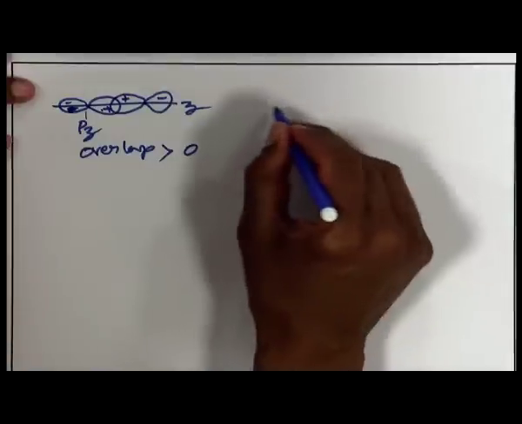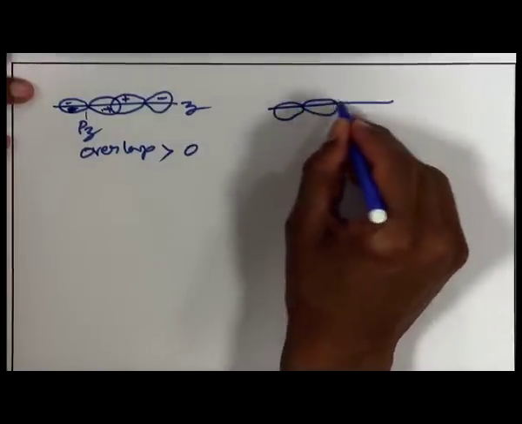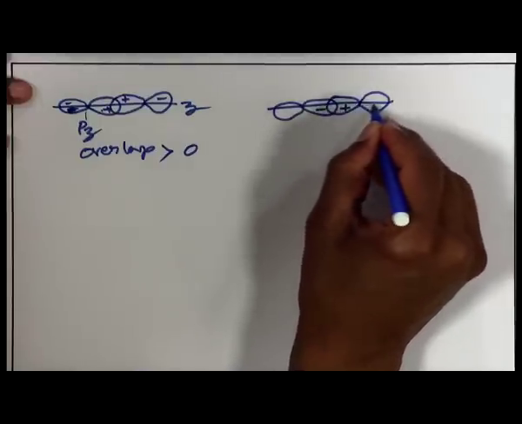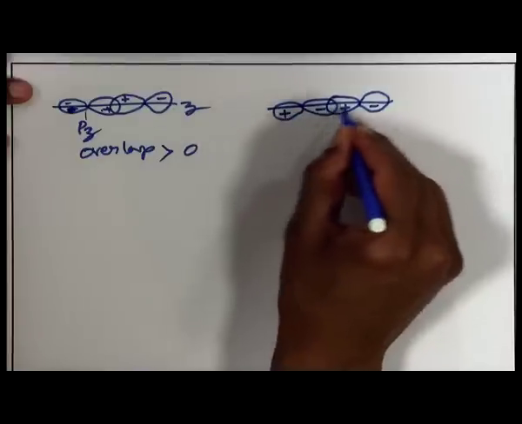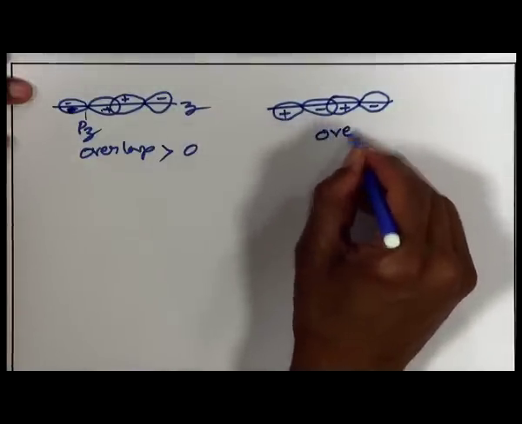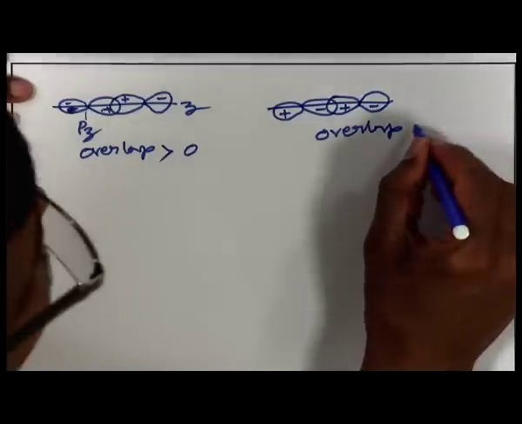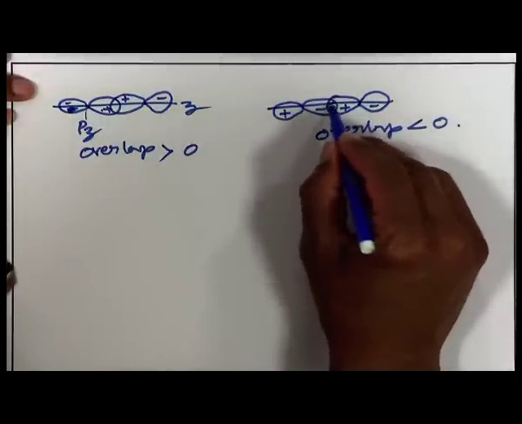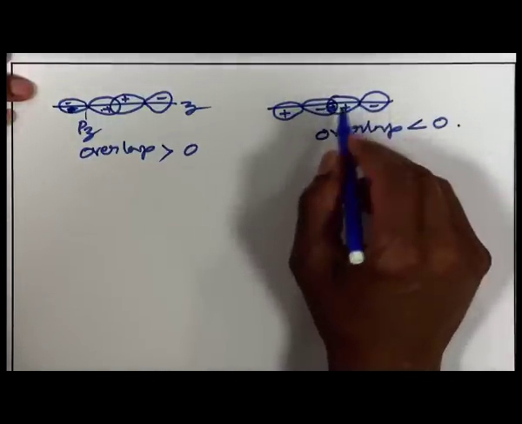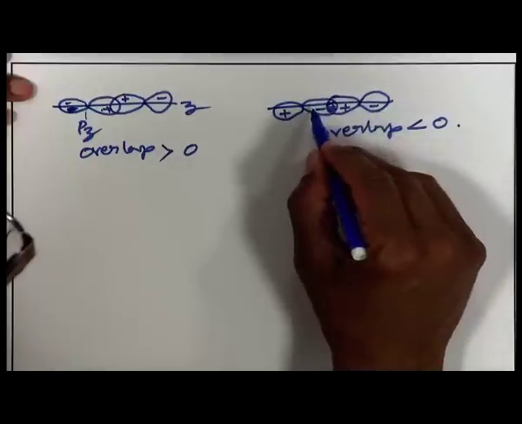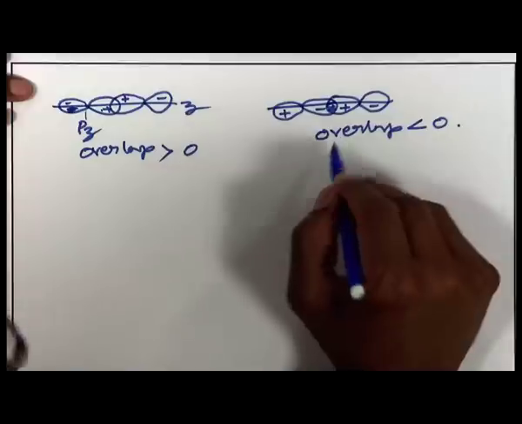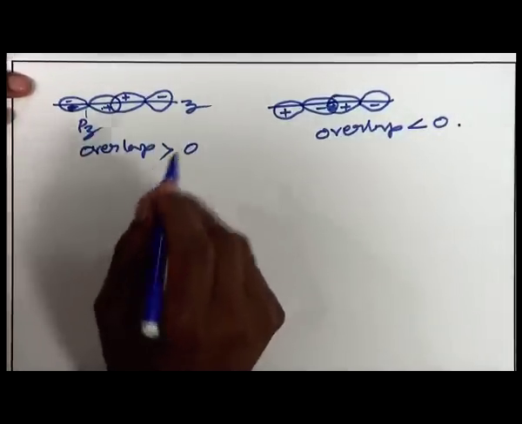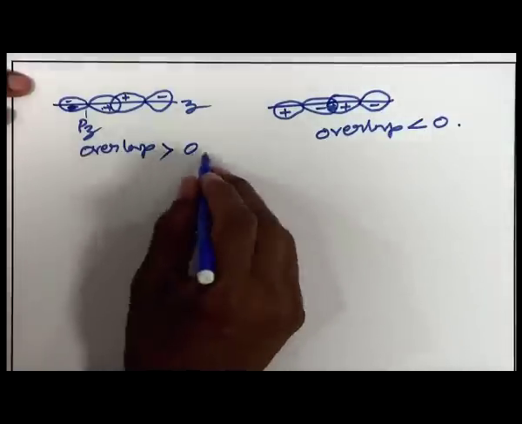If you draw this diagram in this way, this is negative, this is positive, this is negative, this opposite is positive. So, here the overlap is less than 0, because this region is a positive-negative overlap. The positive lobe of this orbital is overlapping with the negative lobe of this orbital. As a result, overlap is less than 0. Here both are positive, such an overlap will give a bonding situation. That is why overlap is greater than 0.